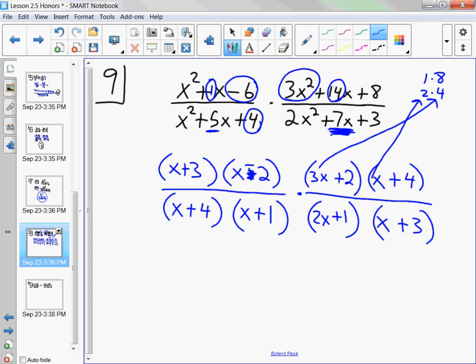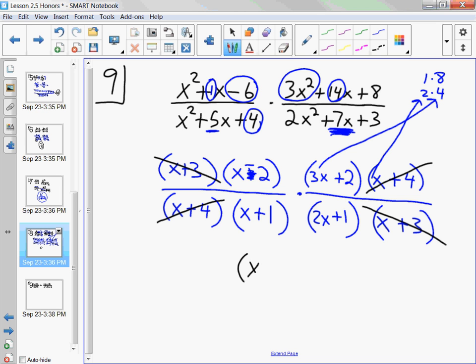So now we have completely factored this, and all we have to do is look for factors that are the same on the top and bottom. I can see the x plus 3's will cancel out. I can see that the x plus 4s will cancel out. And it looks like that's it.